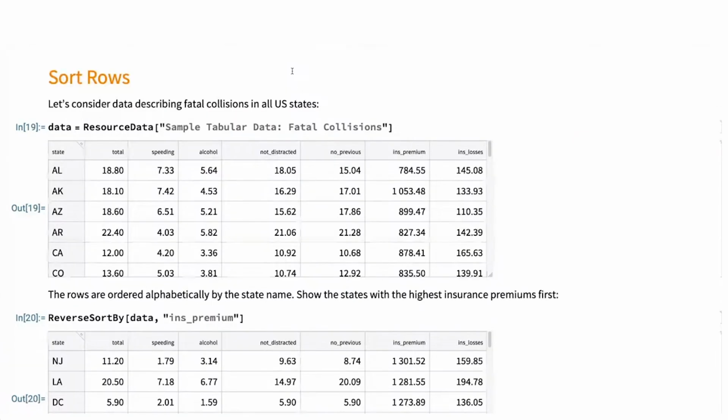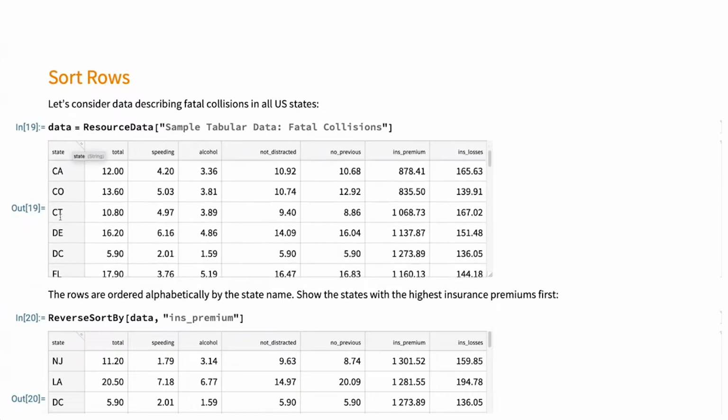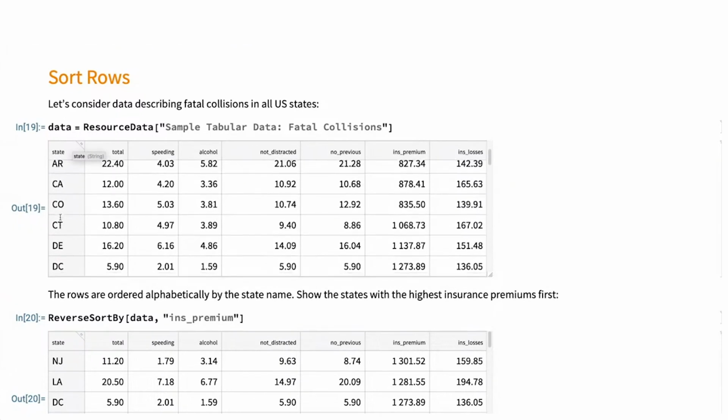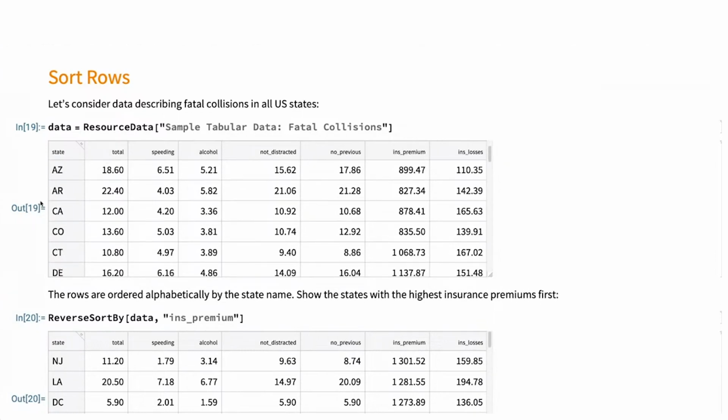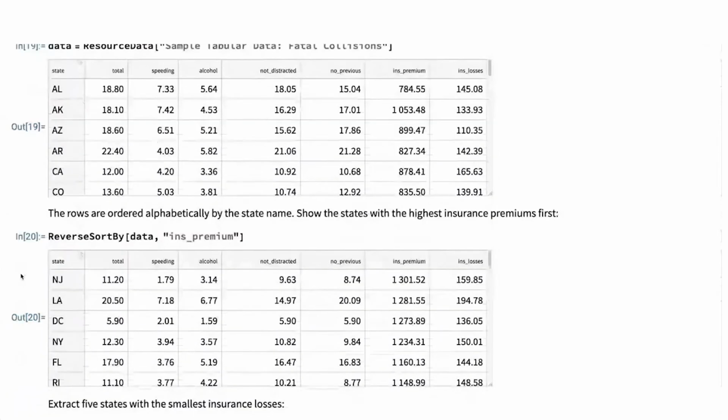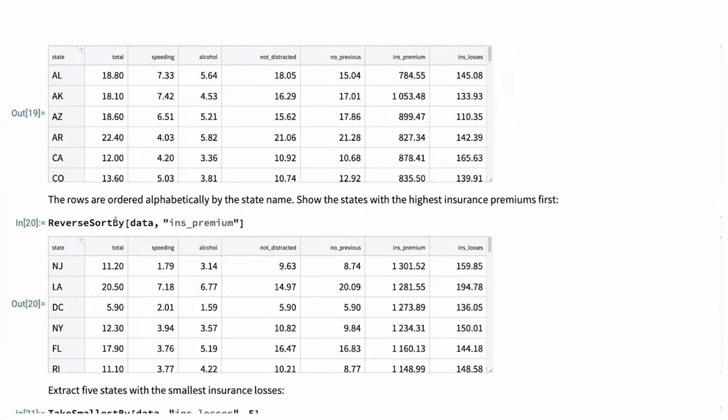Let's look at another example of the data. This is some information about fatal collisions in all US states. As you can see here, we already have a key column, which is the state abbreviation. When we scroll through this, we can see that the rows are all ordered alphabetically by the state name. For analysis, maybe another order of rows would be of more interest. So we can sort the data by a given column.